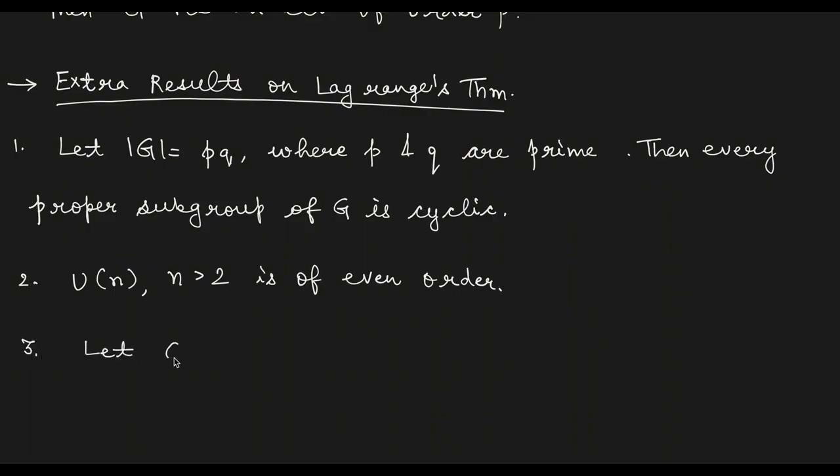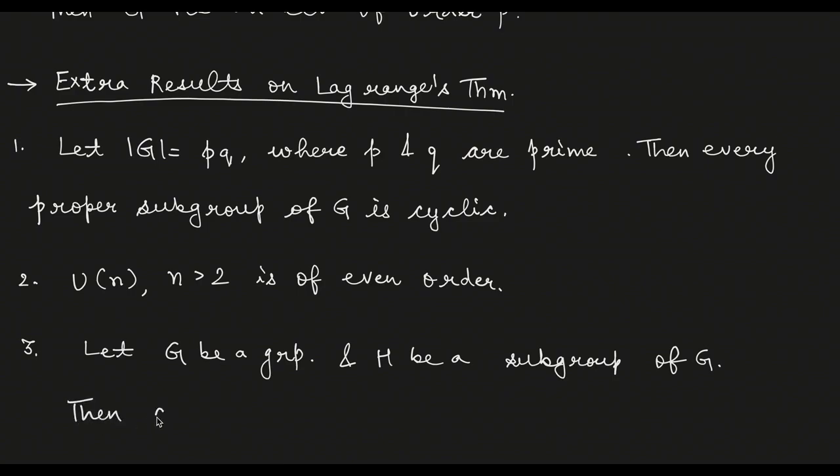Let G be a group and H be a subgroup of G. Then AH is equal to BH if and only if HA inverse is equal to HB inverse.